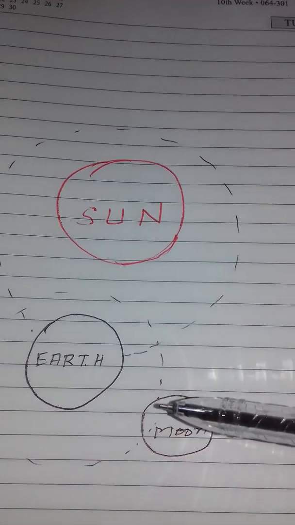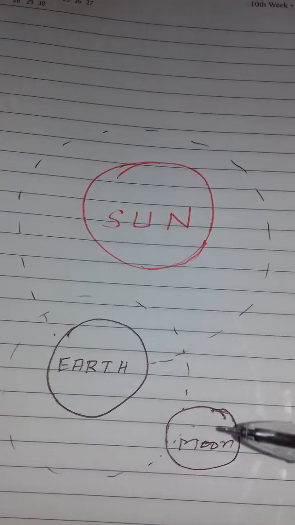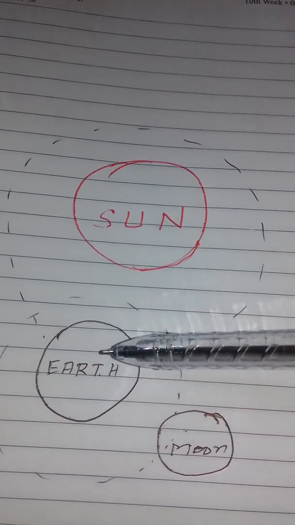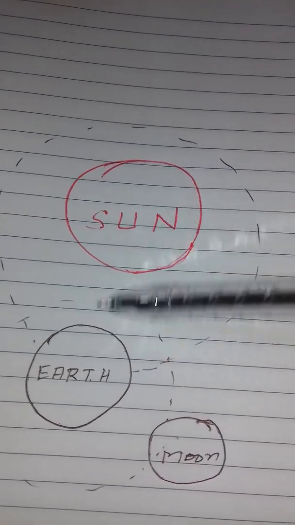As you know, we can see the moon in the night. During the daytime we are not able to see the moon. From whom are we getting heat and light? The earth is getting heat and light from the sun.